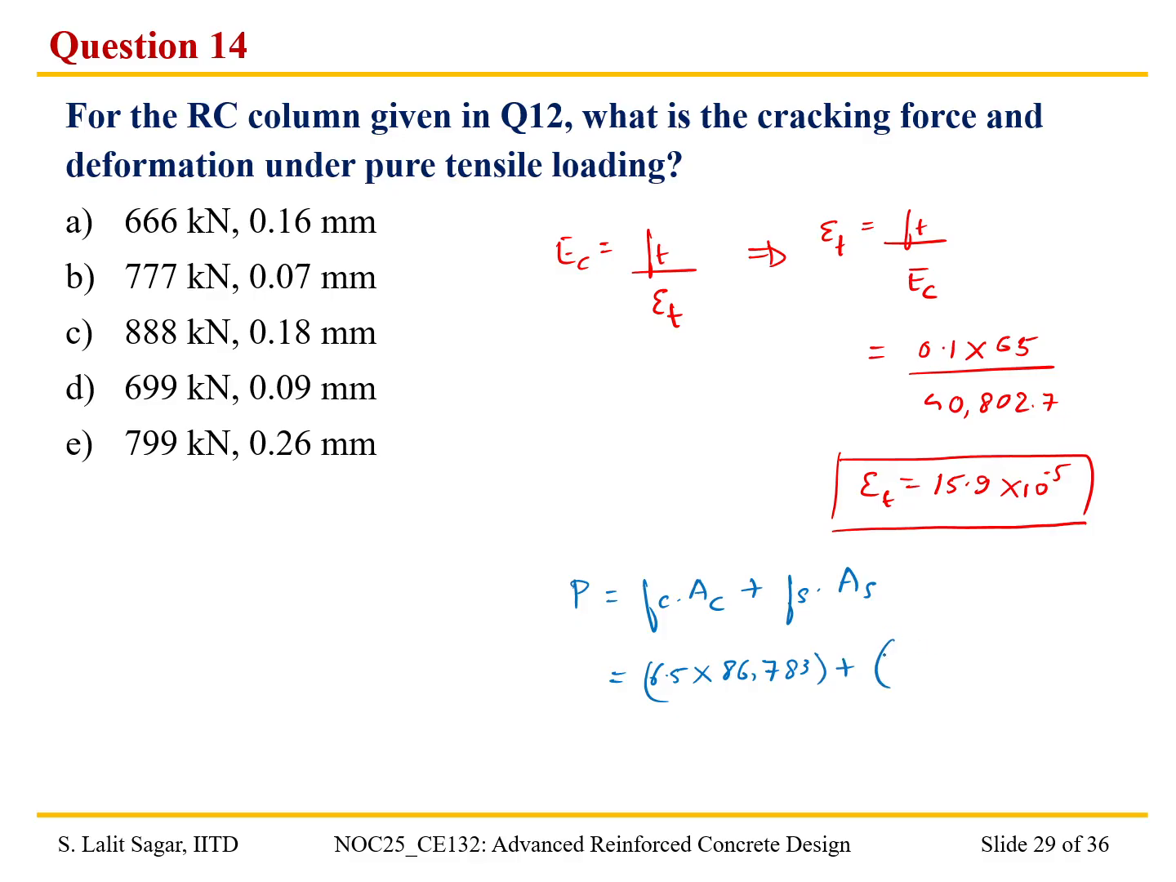epsilon t into ES, right? That would be 15.9 into 10 to the power minus 5 into 2 into 10 to the power 5, right, into AS. AS is 3217 mm square, okay, which gives us the value of P is equal to 666.58 kilonewton.